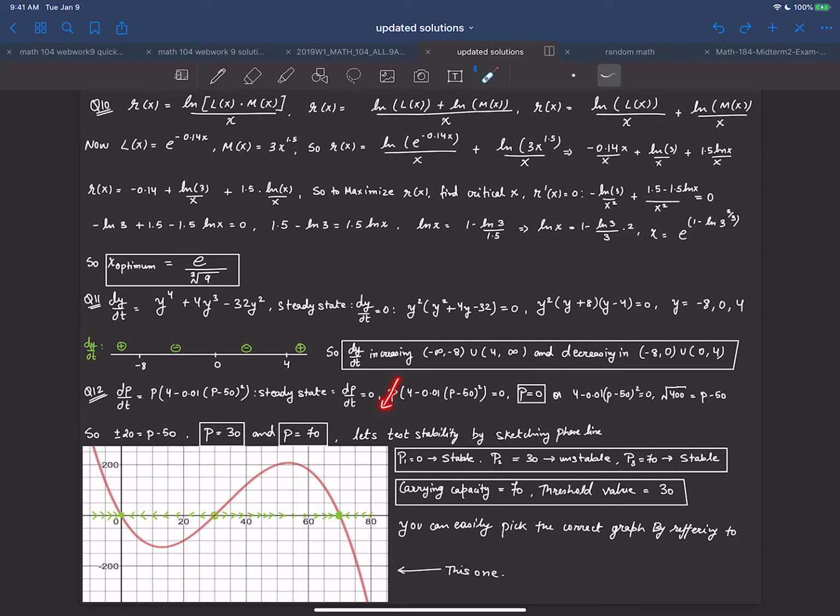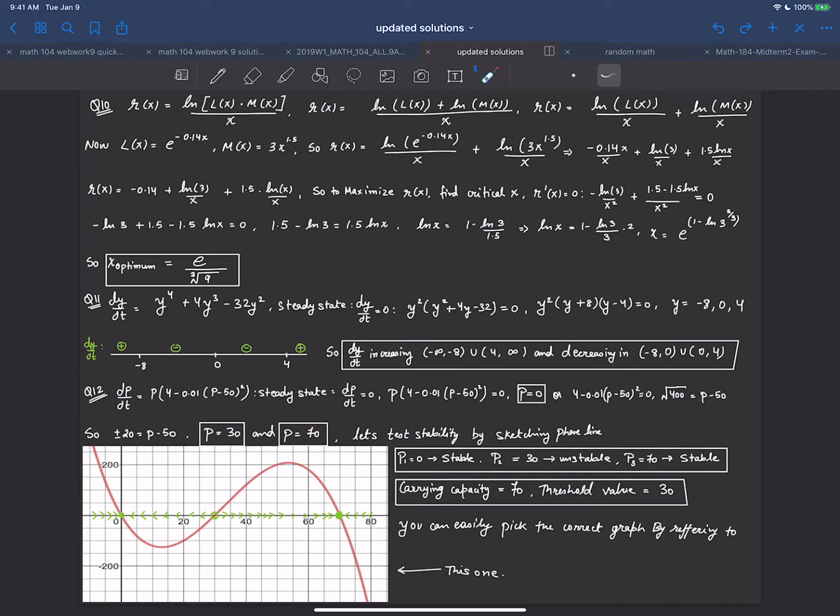So the first factor that you can figure out is P equals 0, or this whole thing equals 0. When you set this equal to 0, the other steady states that you find will be two multiple positions. If you follow the algebra here, there's a square here. So when you move the stuff to the left side and take the square root of 400, that gives you a positive 20 and a negative 20. So P minus 50 could be either positive 20 or negative 20. When you move them, you get the respective steady states to be 30 and 70.